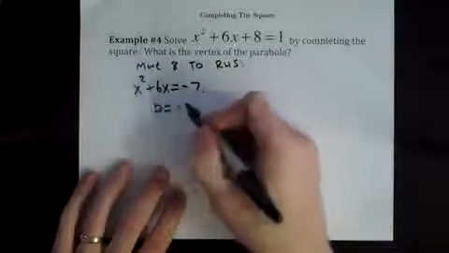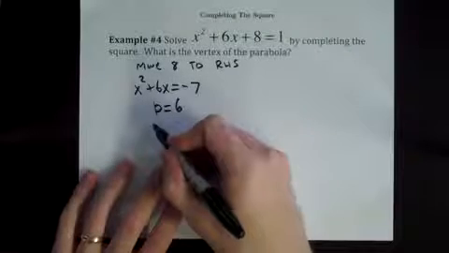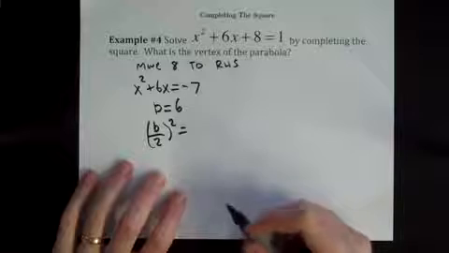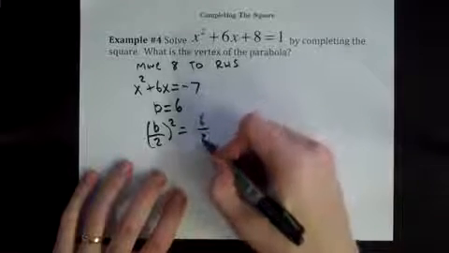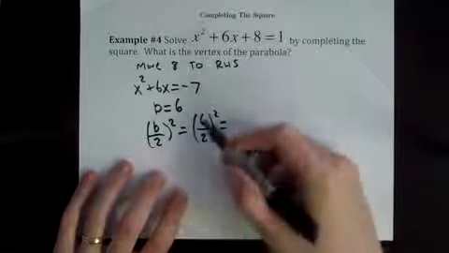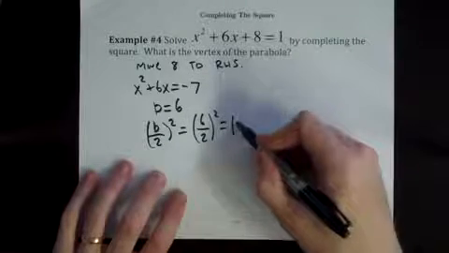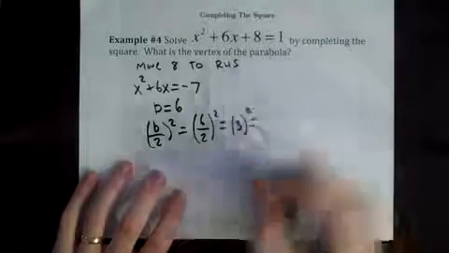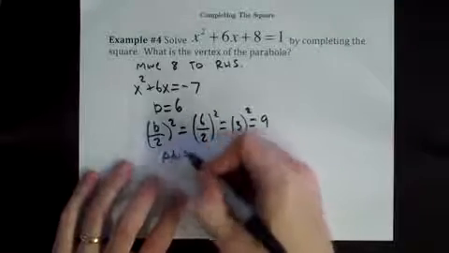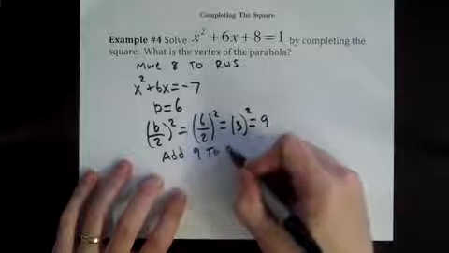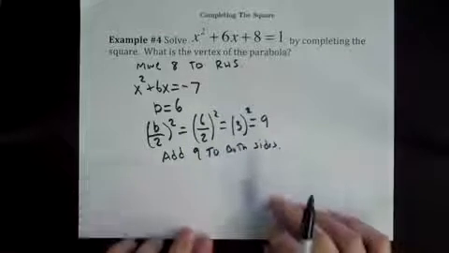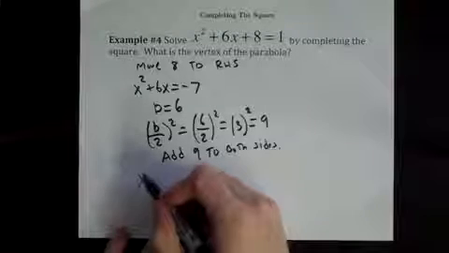So in this case, b equals 6. So b over 2 squared is going to be, do not do 36 divided by 4. 6 divided by 2 is 3, squared is 9. So we're going to add 9 to both sides. So we have this.